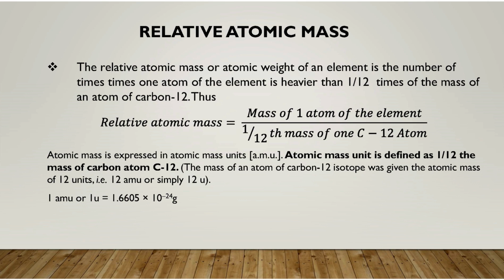And here the numerical value is given. 1 AMU, or we can say 1 u. We can write in both forms, AMU or u. So 1 AMU or 1 u is equal to 1.6605 into 10 raised to the power minus 24 gram. So this is the numerical value of 1 AMU. All of you have to remember this value or have learned this value. 1 AMU equals 1.6605 into 10 raised to the power minus 24 gram. So remember this numerical value of 1 AMU.